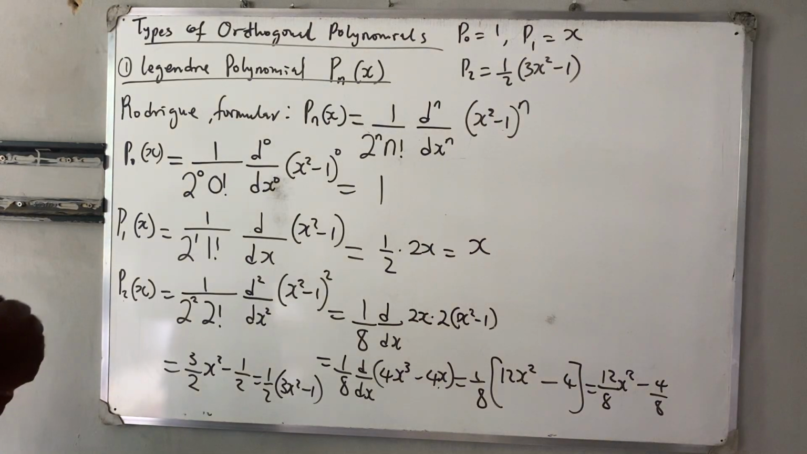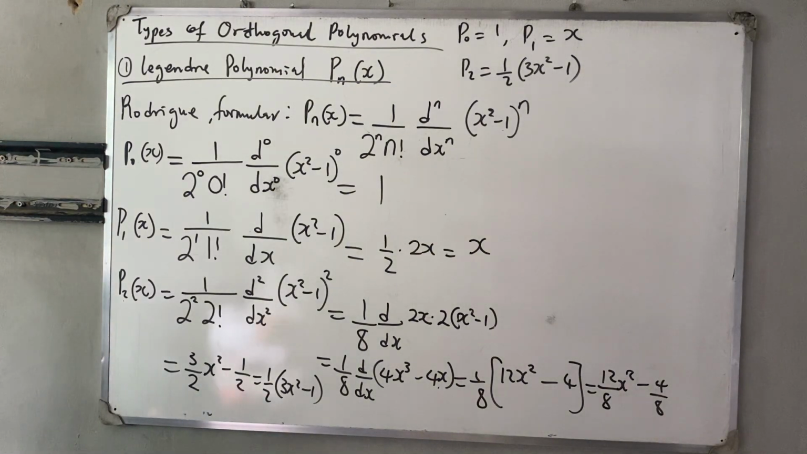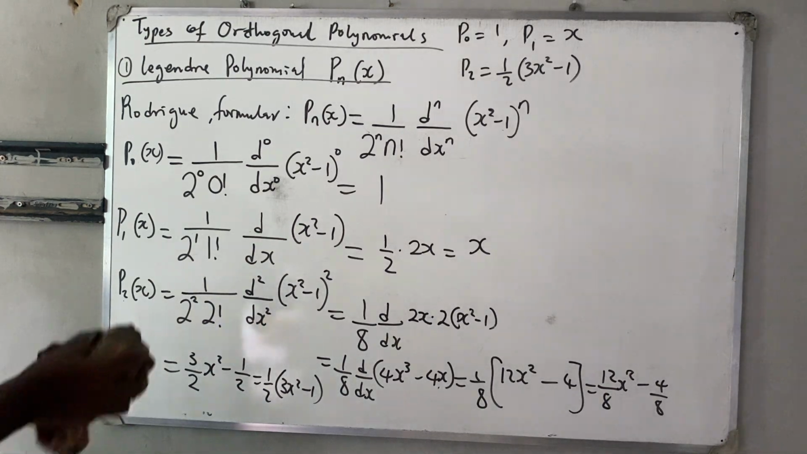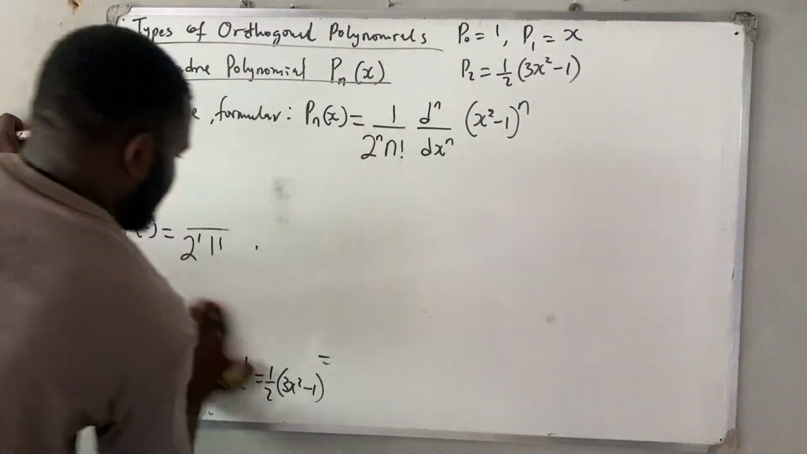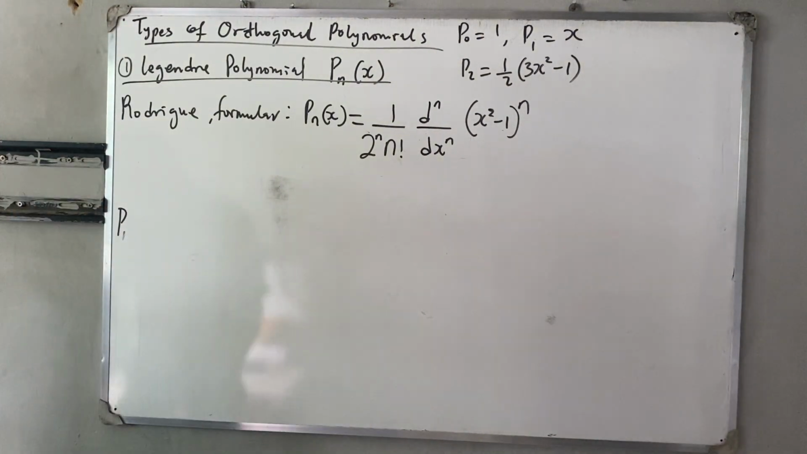Okay? So let's get our P3. I think I'm going to stop at P3. And then we'll try to use the recurrence formula to get it and see if it will work as well. Okay? So let's clean and get our P3. I hope I'm not too fast, though. Please, I hope I'm not too fast. I don't want to be too fast.